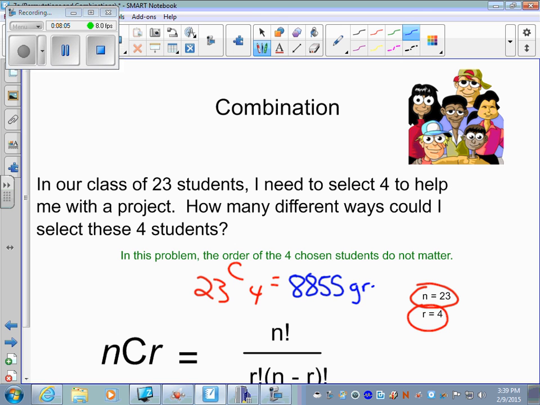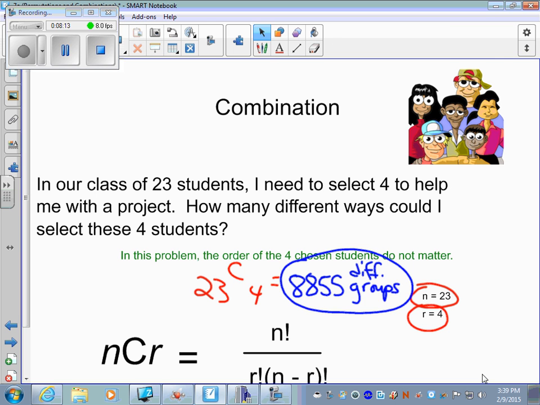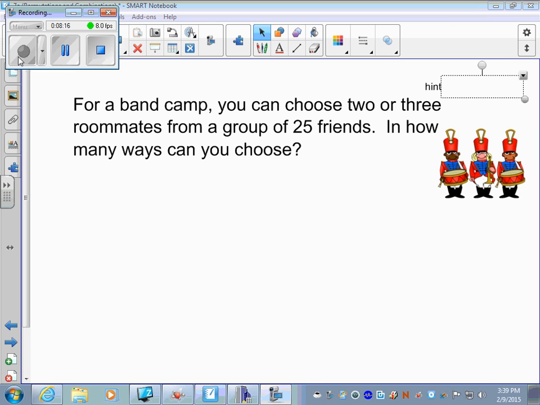Those different groups that you can choose. Sometimes you have more than one combination or more than one permutation. So for this, for a band camp, you can choose 2 or 3 roommates from a group of 25 friends. How many ways can you choose? So you have 2 different scenarios here.